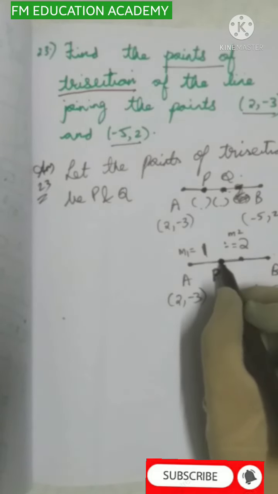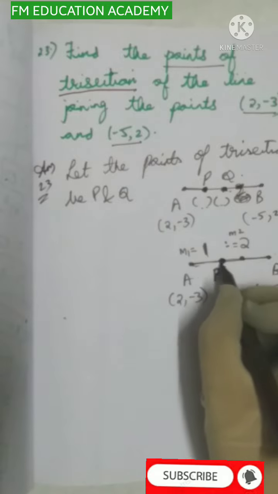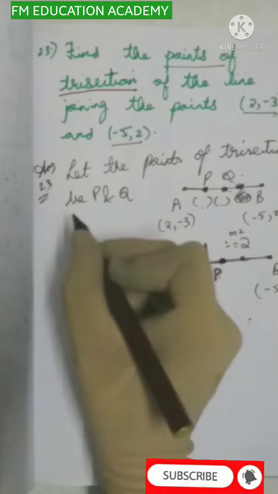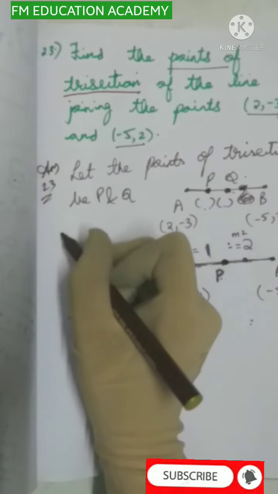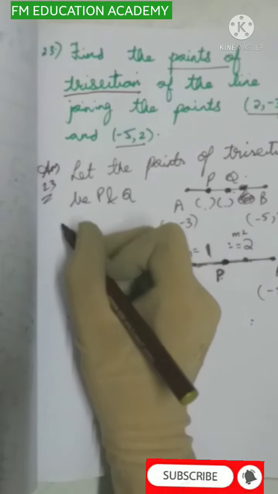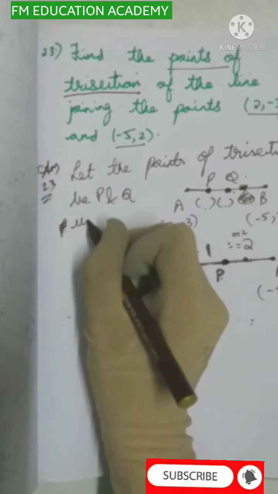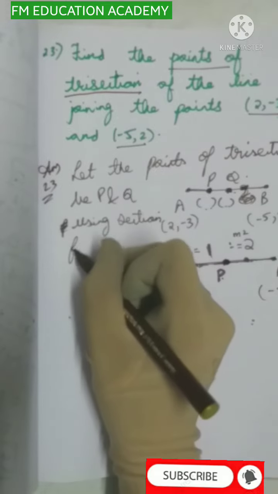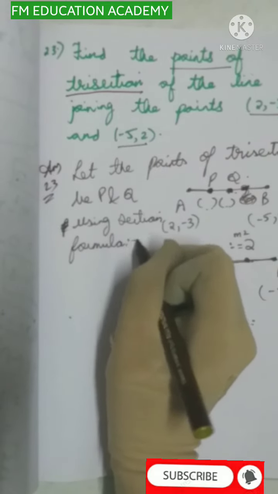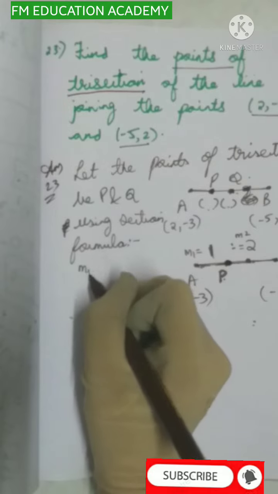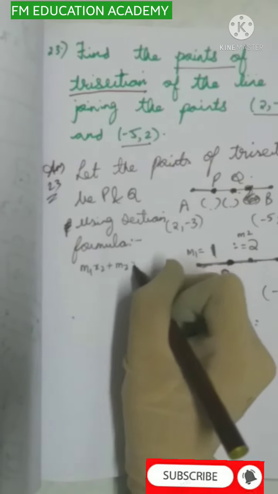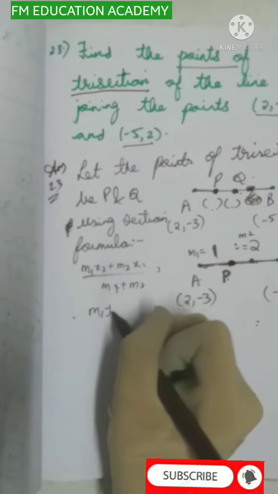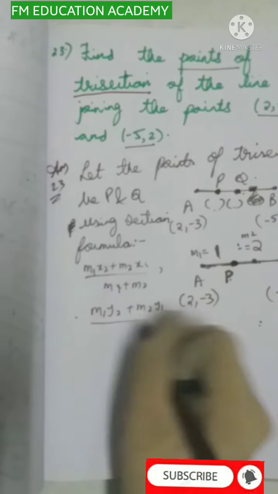See, I told you this point is dividing this line segment into 3 parts, right? So 1 part, and this is 2 parts. So m1 is 1 and m2 is 2. So here we have to use the section formula. I'll write the section formula once. We'll use it to find both coordinates P and Q, but we'll write the formula only once. In the exam also you can write it once only. m1x2 plus m2x1 by m1 plus m2, comma m1y2 plus m2y1 by m1 plus m2.